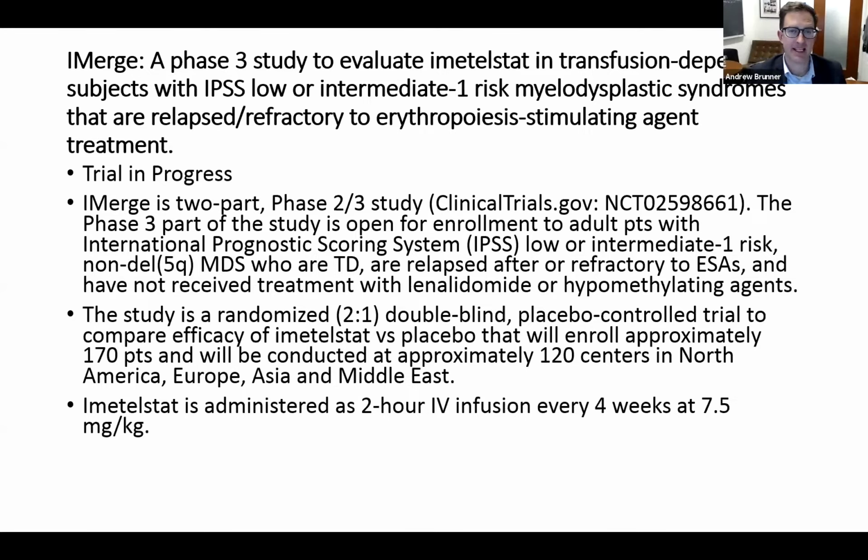Now, we did in MDS have a recent approval a year and a half ago of luspatercept, and that has added to the repertoire of treatments for lower risk patients who are transfusion dependent. But we are still in need. Once you stop responding to that, since people are living years with their disease, what else is available to try to alleviate transfusion needs? And so one of those drugs that's under evaluation is an agent, imetelstat. It's a telomerase inhibitor, and telomeres are on our cells, and they seem to preserve the integrity of the DNA.